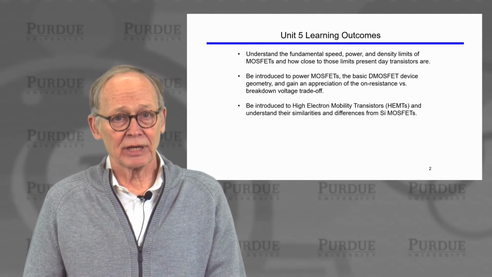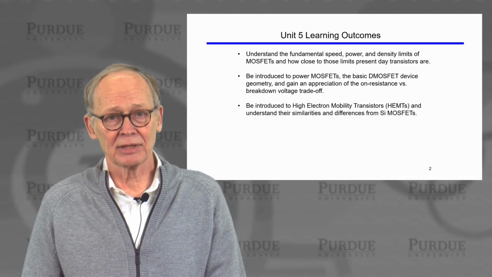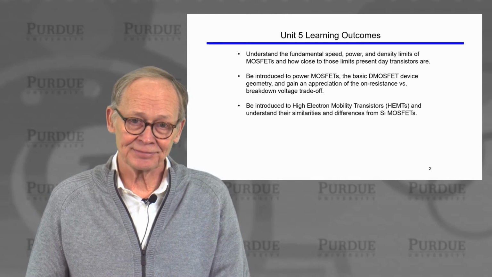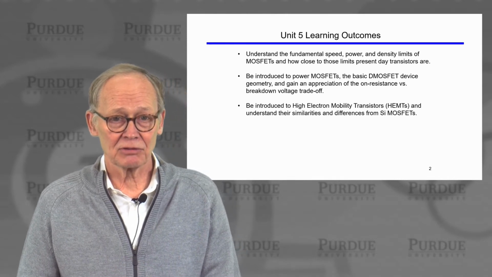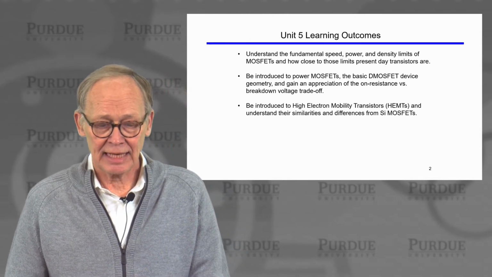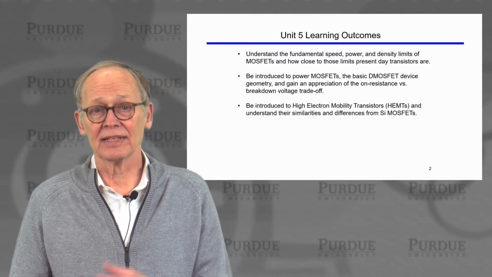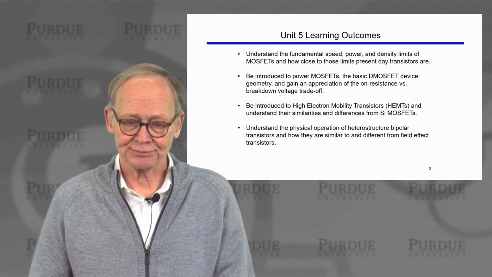We briefly described a transistor called the high electron mobility transistor. So this is a field effect transistor. It's a barrier controlled transistor, just like a MOSFET. And we wanted to understand the similarities and the differences of these HEMTs and MOSFETs.